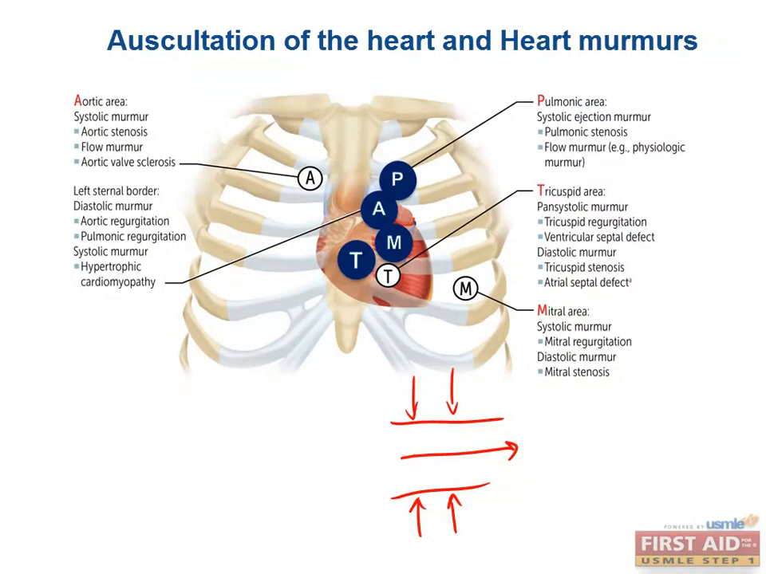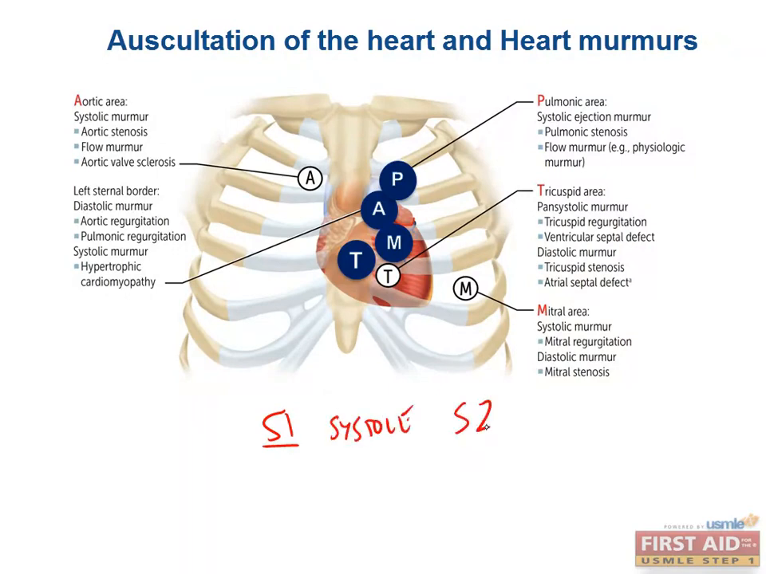So why am I telling you to approach them by determining if they occur in diastole or systole? Well, it will really help when you're actually auscultating, because you know that systole occurs between S1, which is the closure of the mitral and tricuspid valves, and S2, which is the closure of the aortic and pulmonic valves. So that is your systolic period. Anything after S2 or before S1 is diastole.